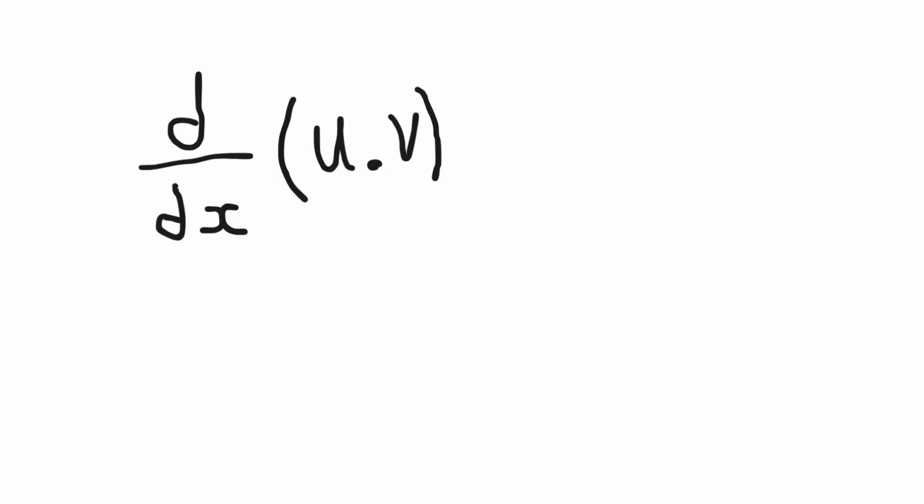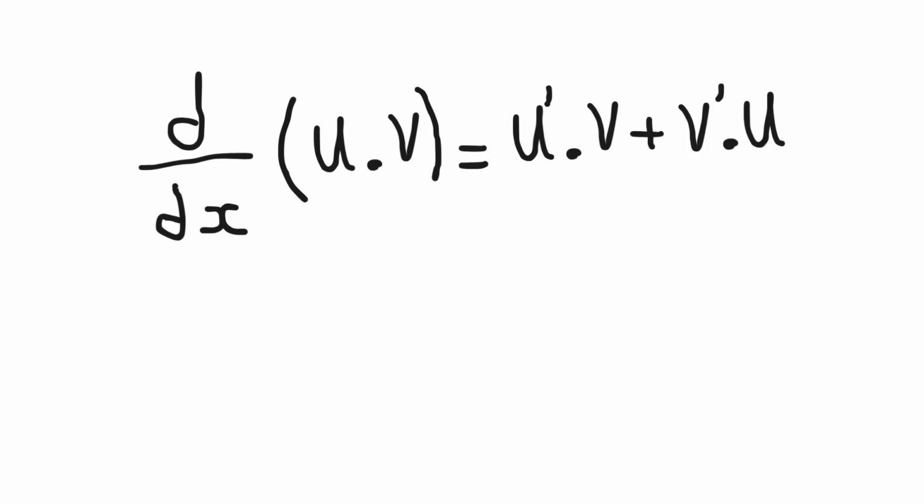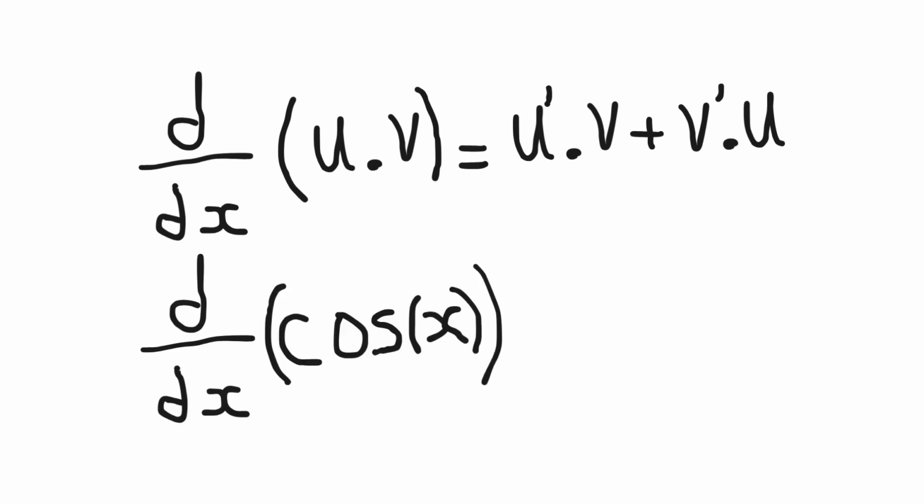Now, let's take a look at another important rule that says d over dx of u times v equals u prime v plus v prime u. Also, d over dx of cosine x equals minus sine x. Now let's solve another example.